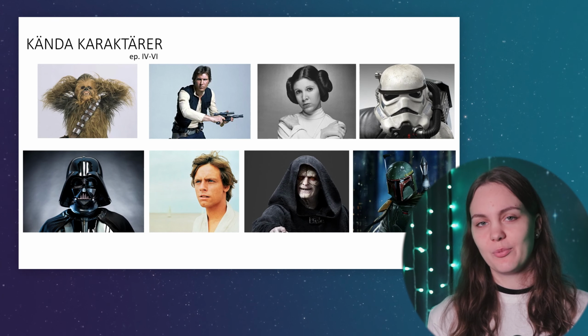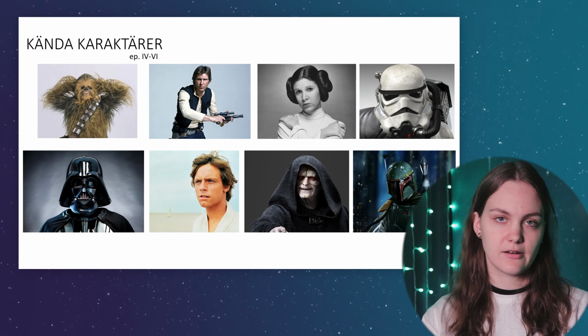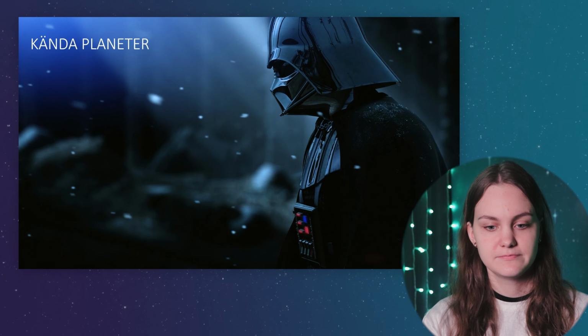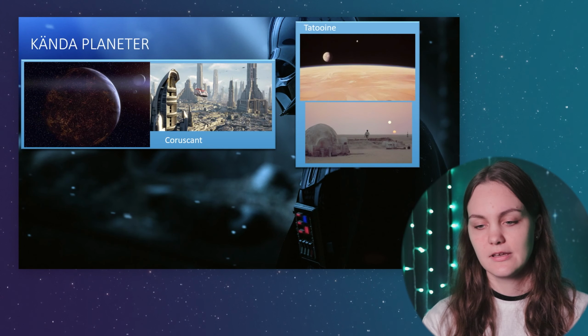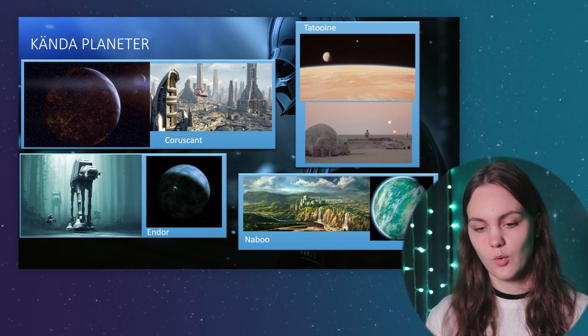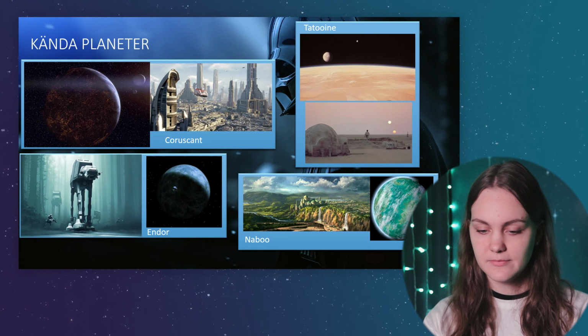I'm honestly pretty impressed by how much animation or that kind of stuff I put into this presentation. And then known planets, Coruscant, Tatooine, Endor and Naboo. And I suppose again I probably elaborated a bit here like what these planets are and where they appeared and stuff. Oh, very nice transition there.